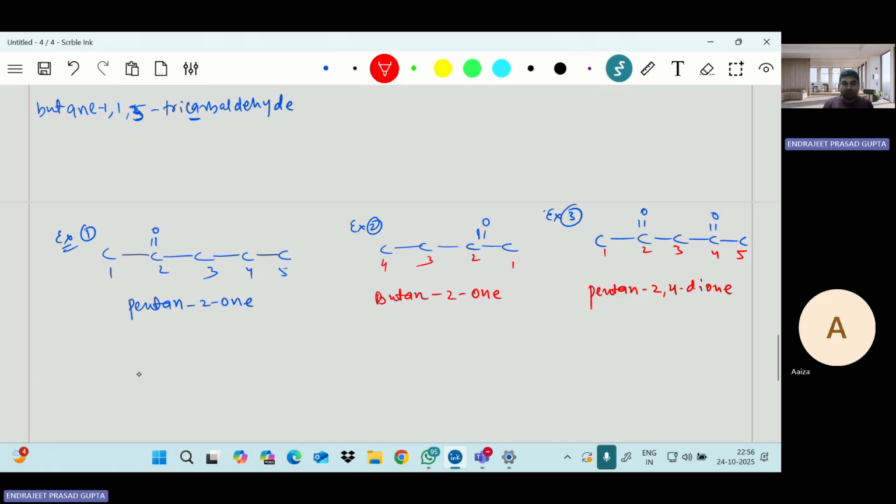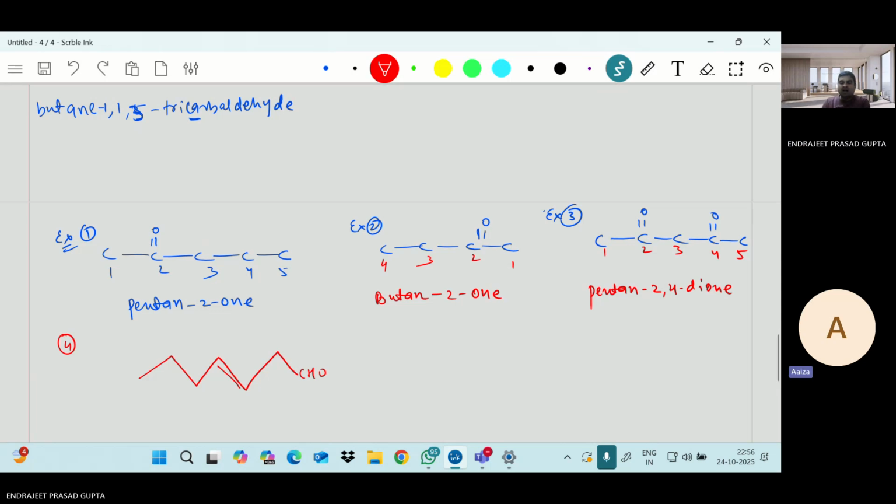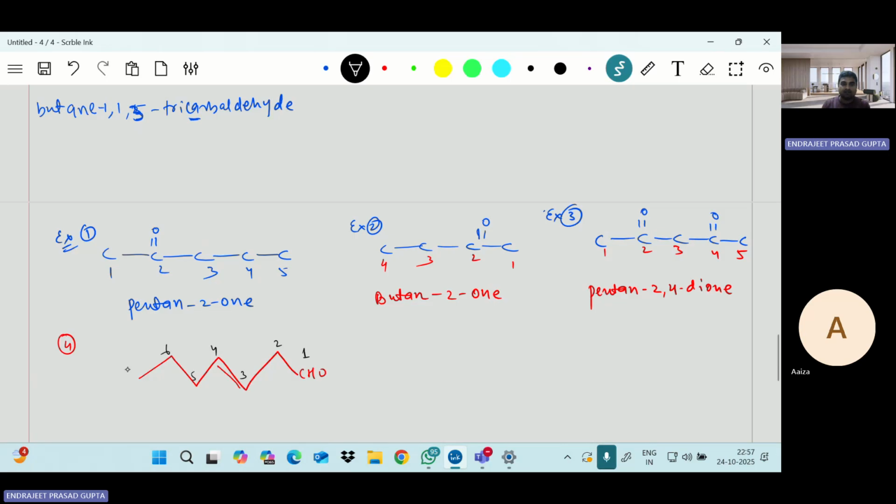If I'm writing a double bond here and then CHO, what is the nomenclature of this compound? More priority is given to the functional group. First functional group, then double bond, then triple bond, then substituent. So we'll number from the CHO group. 1, 2, 3, 4, 5, 6, 7.